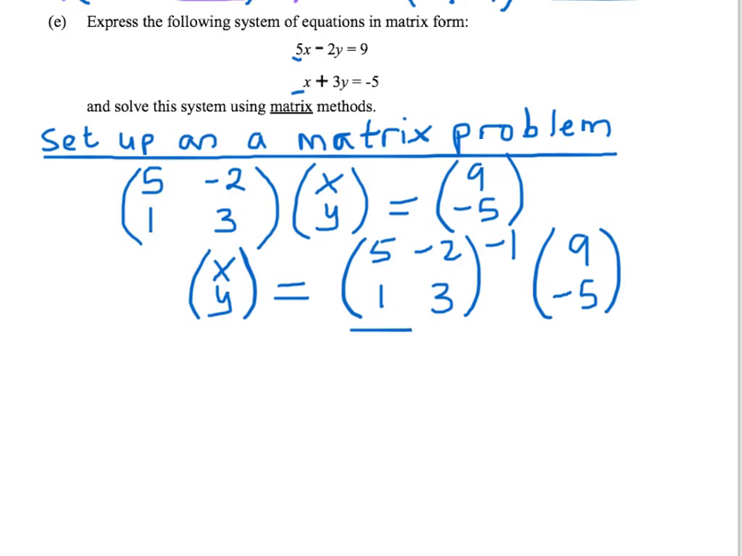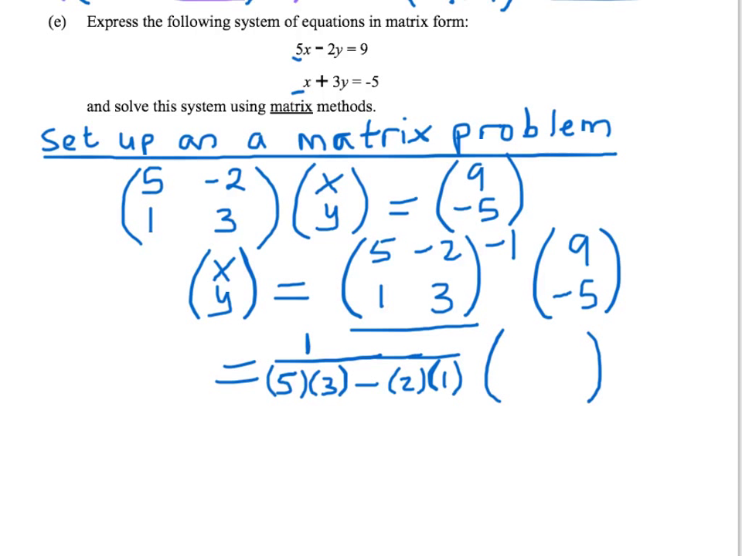Now we have worked out the inverse of a 2 by 2 matrix earlier on, and we have a formula for it. If I want to just write it down, it's 1 over the determinant, and the determinant is given by 5 multiplied by 3, subtract minus 2 multiplied by 1. And then what we do is we multiply that by a reorganization of this matrix. We swap the 5 and the 3, and we change the sign on the other two. So it's a 2 and a minus 1. And that's going to be multiplied by 9, minus 5.